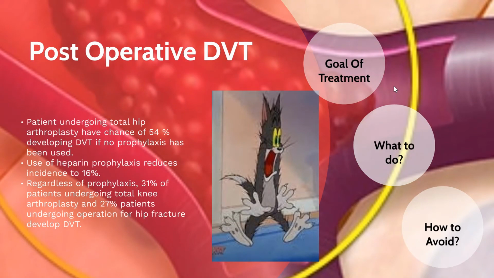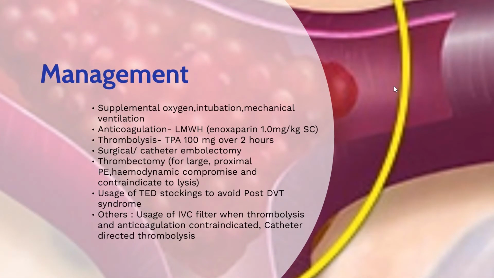So for management, first we would give them supplemental oxygen, or intubate, or give mechanical ventilation, anything according to the patient's condition. And then we would opt for an anticoagulant, which would be low molecular weight heparin, enoxaparin 1 milligram per kg subcutaneously. We can also give them thrombolysis with tissue plasminogen activator 100 milligrams over 2 hours. If the condition persists, another option would be surgical or catheter embolectomy.